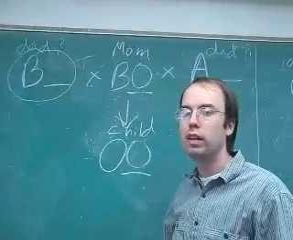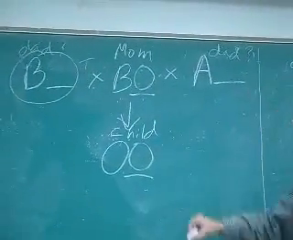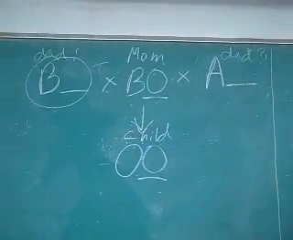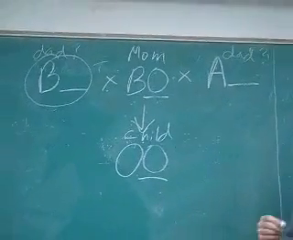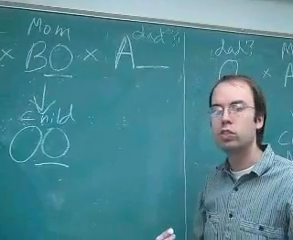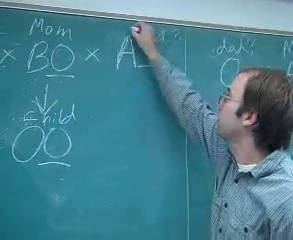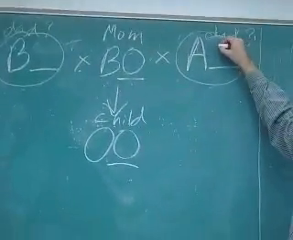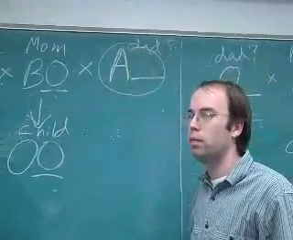If he's BO, he could be the dad. Let's go to the second guy. He's type A. Once again, we don't know if he is homozygous, that is AA, or if he's AO. So this man could be the dad. If he's AO, he could have an O to give the child.